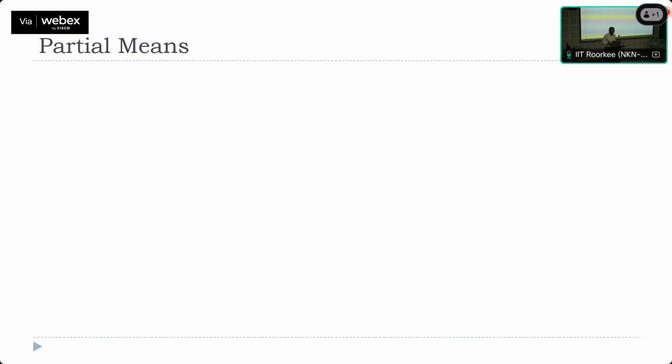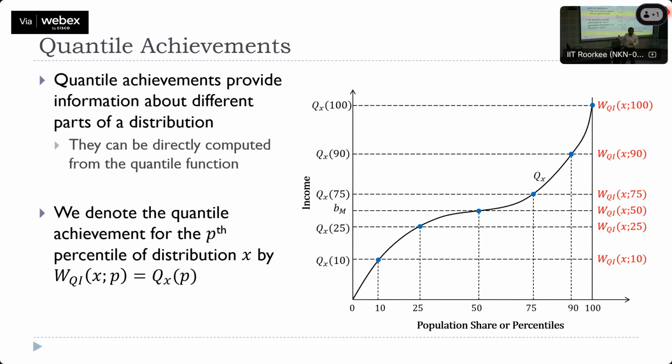Can you just explain the second point, the achievement of a given percentile, from the previous slide? Which one? The second one. We denote the quantile achievement for the given percentile of the distribution. So the income standard here is the quantile, the point on the quantile function itself. There you go, Q10. That means this is your income standard, right? Your income standard is the quantile itself.